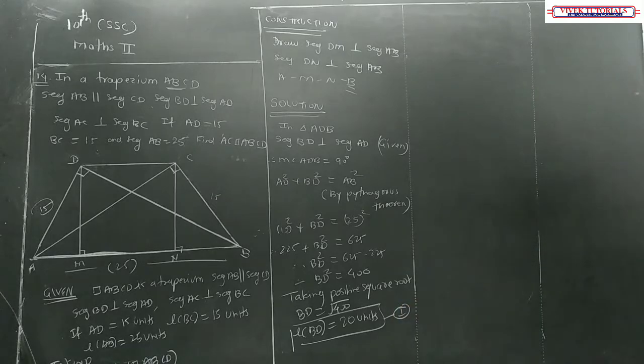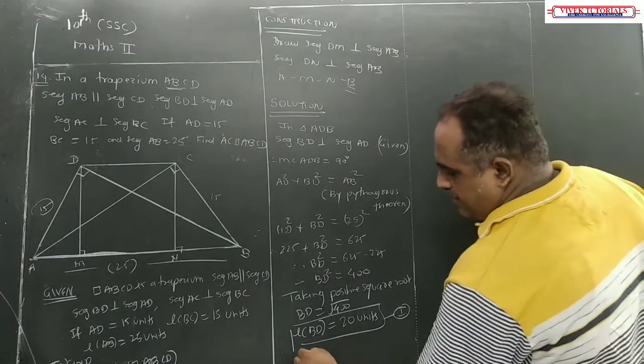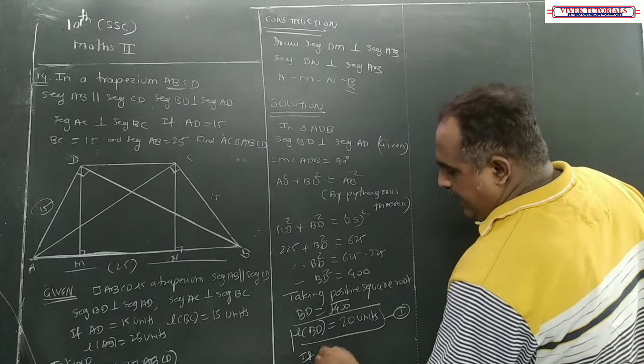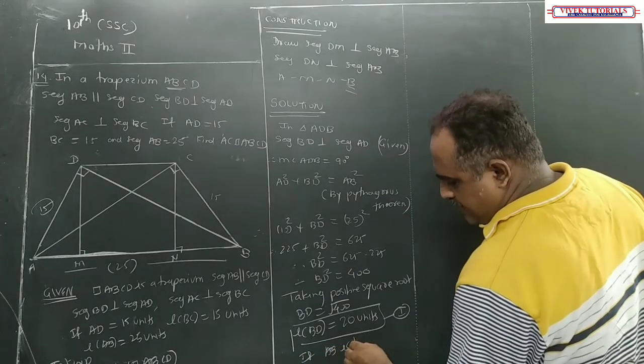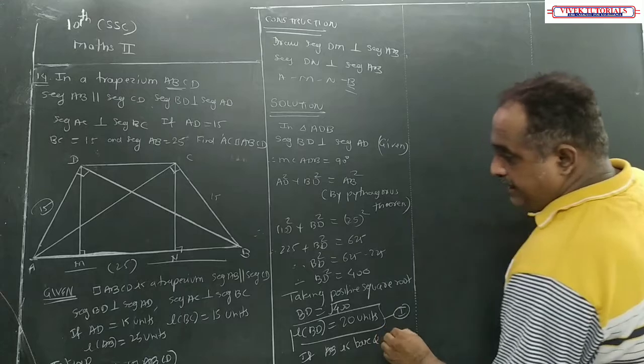Now what I am going to do is, if AB is the base and DM is the height.